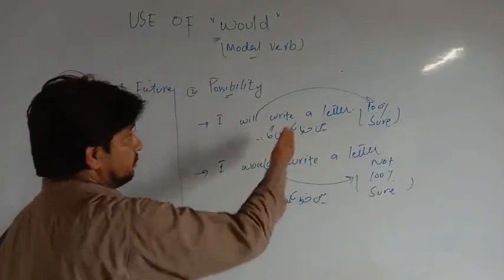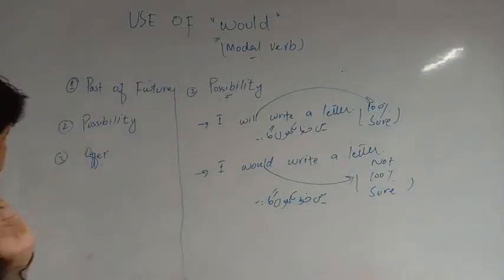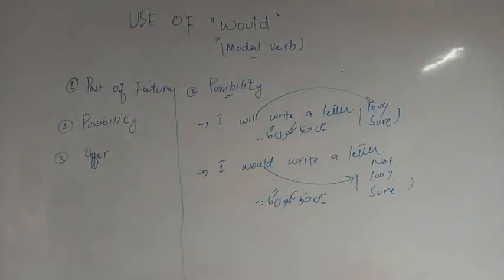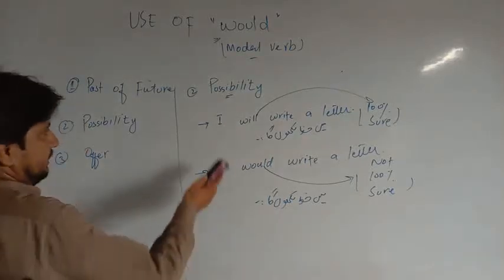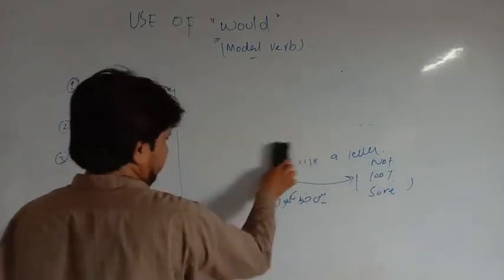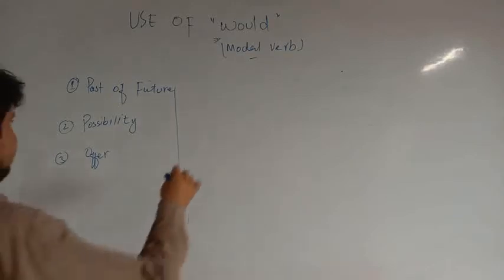When you are 100% sure you are going to use will, and when you are not 100% sure you are going to use would. This is the second point of use of would. You can also take a screenshot of it. Now I am moving toward the third part, which is also related to modal verb would, and it is about offer.